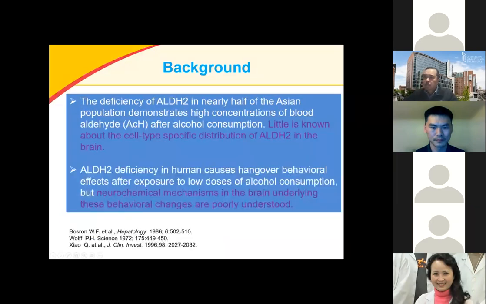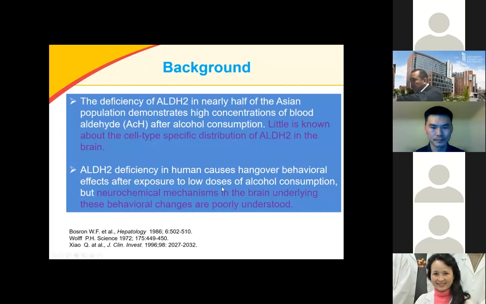In the Asian group, we know about half of the population has ALDH2 deficiency. In this group, when they drink alcohol, they have a more severe reaction. That's because of the accumulation of acetaldehyde in the blood. But in the brain, we don't know much about alcohol metabolism, and we don't even know which subtype of cells specifically contribute to the alcohol metabolites.